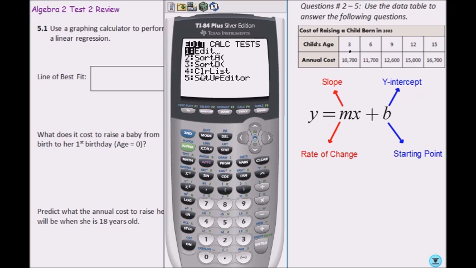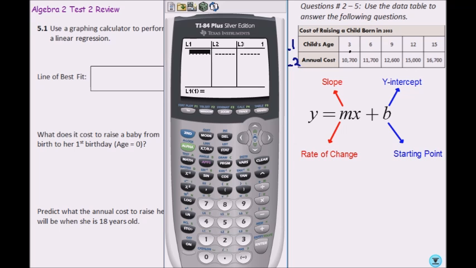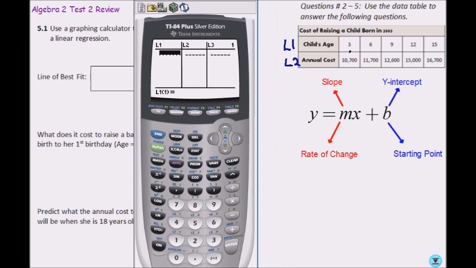What we want to do is tell the calculator the numbers. So we're going to edit, and you'll see two columns, L1 and L2. That's the first list of numbers and the second list of numbers. For us, our first list of numbers is going to be the child's age, and the second list is going to be the annual cost. So I'll just go down the line and type them in. We've got 3, 6, 9, 12, and 15.